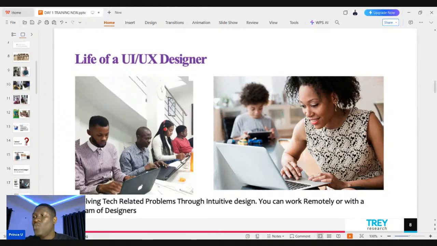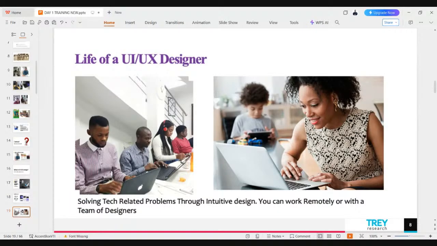So when you learn this skill, what will your life be like eventually? I just told you I was working before I came to class this evening. So the life of a UI designer is just like this. You solve tech related problems through intuitive designs. You can work remotely or with a team of designers in the office, right? You can see these people, they are a team working in the office. This lady is working remotely, just like Anita. This is not Anita, but this person is a tech lady, a designer working from home.